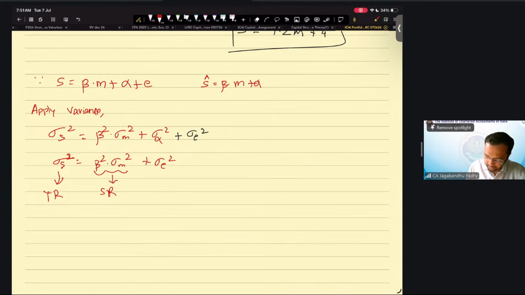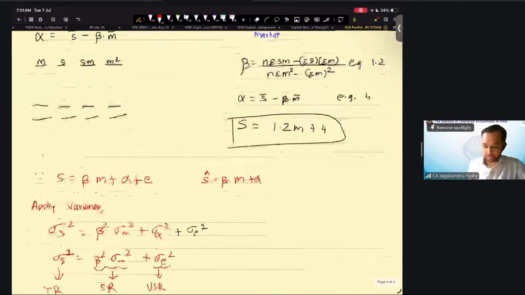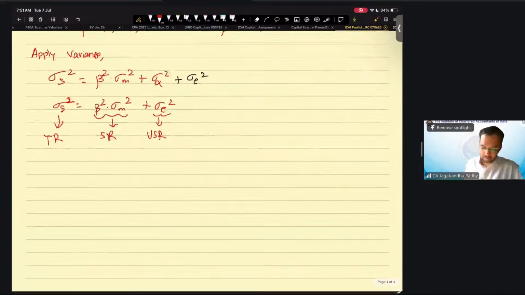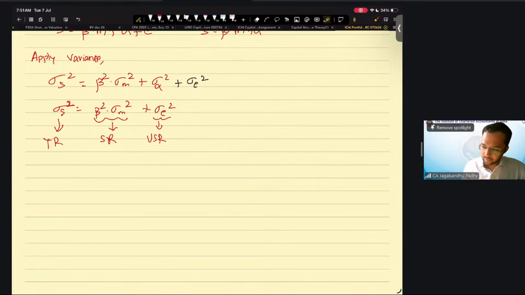This is denoting the systematic risk, and whatever is left out is called the unsystematic risk. So we have total risk, systematic risk, and the unsystematic risk. Fine. So that's the application of this characteristic market line, wherein if you have the value of beta and the variance of market, and you have the variance of security, which is total risk, you can actually calculate the unsystematic risk portion also.